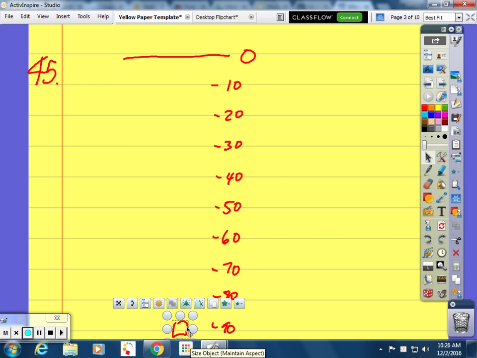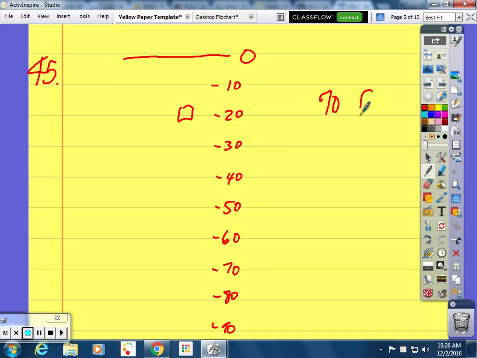So my elevator moves. 10, 20, 30, 40, 50, 60, 70. My elevator moved 70 feet. And it took 15 seconds.